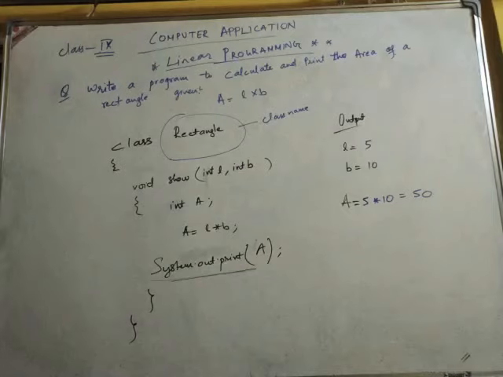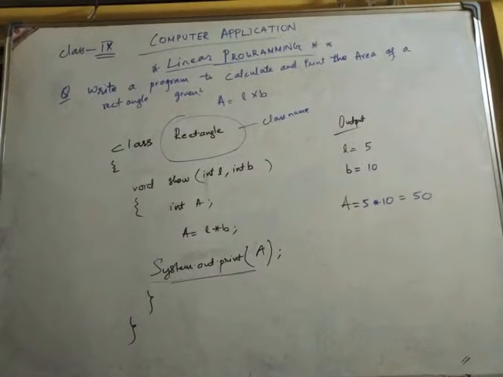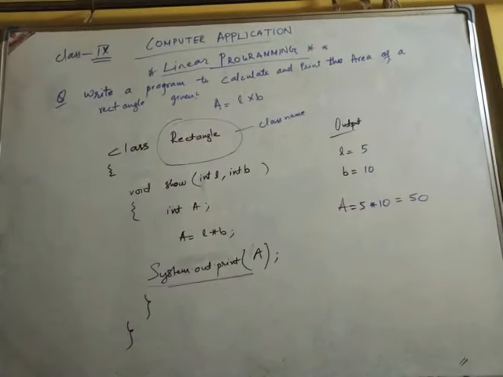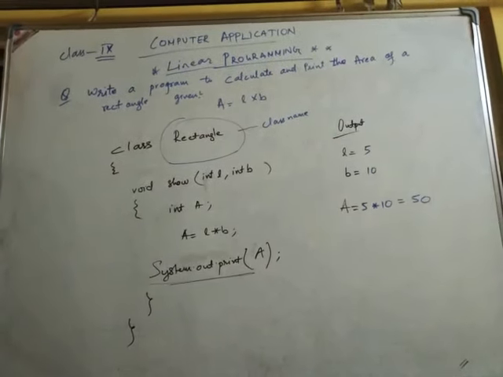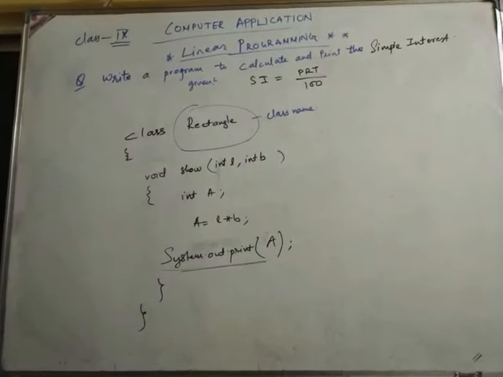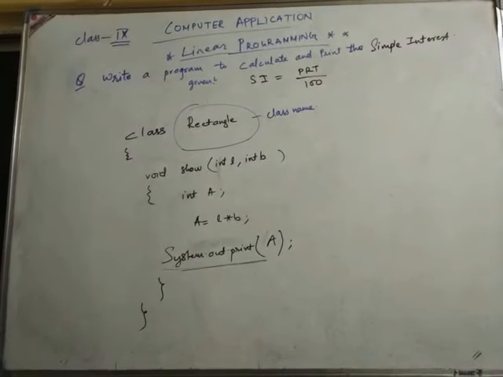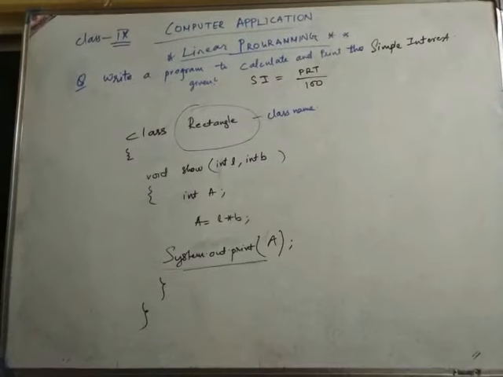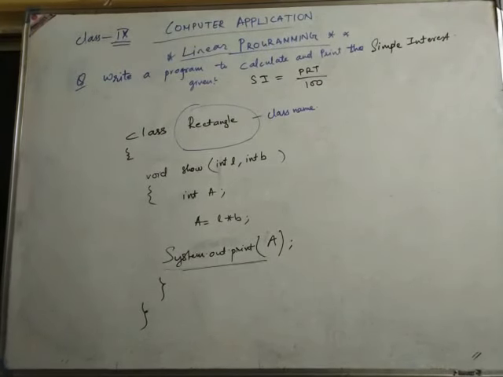Clear? We take one more example. Same here, we'll change the formula. Instead of finding area, we'll calculate, let's say, simple interest. So I've changed the question now. Write a program to calculate and print the simple interest, given SI equals PRT by 100. Now I'll change the code according to the question.